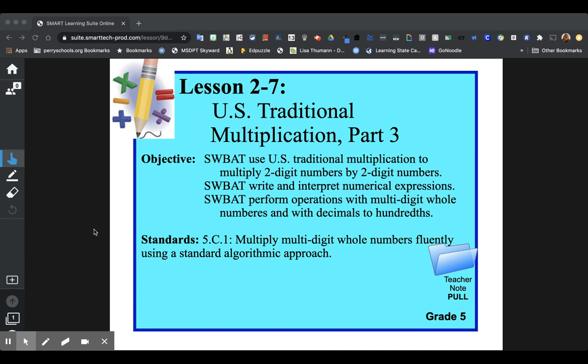Welcome to Lesson 7 of Unit 2, U.S. Traditional Multiplication, Part 3. We've had Part 1 and 2 already, along with some conversion practice in the previous lesson.